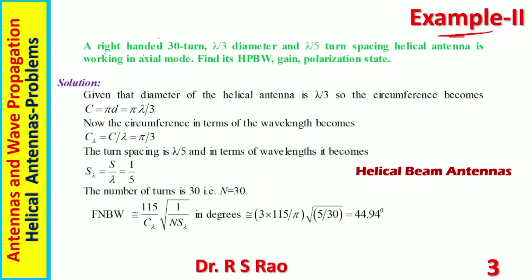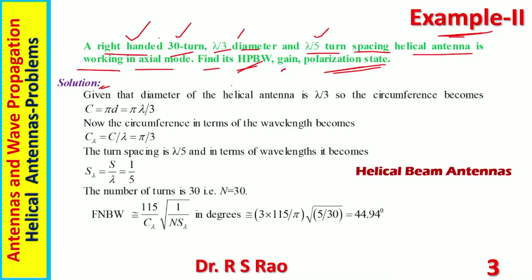Example 2. A right-handed 30 turn, lambda by 3 diameter and lambda by 5 turn spacing helical antenna is working in axial mode. Find its half power beam width, gain, polarization. Coil is right-handed, number of turns is 30, diameter is lambda by 3, turn spacing is lambda by 5. Find half power beam width, gain and polarization.